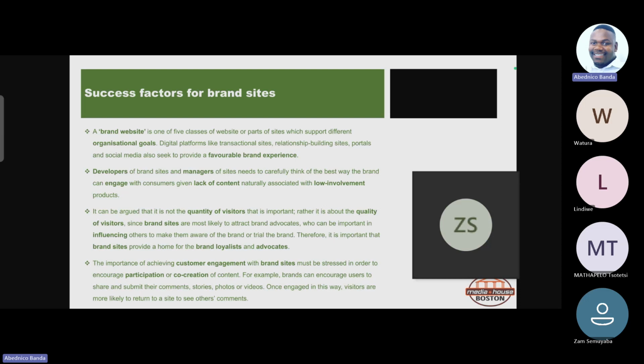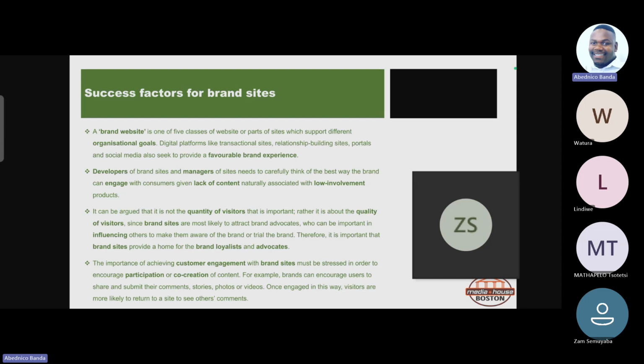Developers of brand sites and managers of sites need to carefully think of the best way the brand can engage with consumers, given lack of content naturally associated with low involvement product. It can be argued that it is not the quantity of visitors that is important. Rather, it is about the quality of visitors. Since brand sites are most likely to attract brand advocates who can be important in influencing others to make them aware of the brand or try the brand. Therefore, it is important that brand sites provide a huge home for the brand loyalists and advocates. I think that statement is very rich in its own.